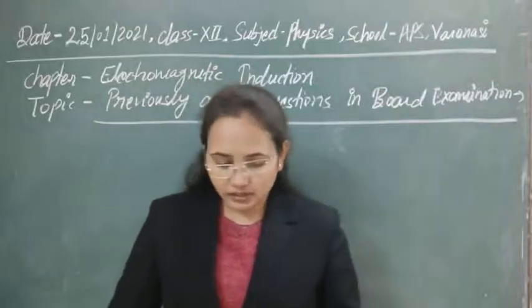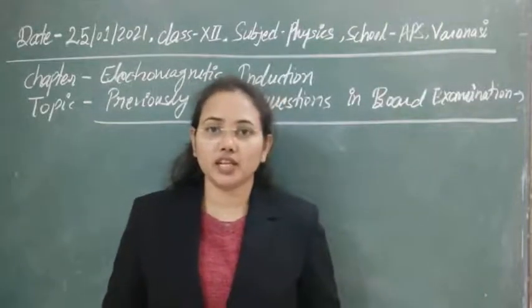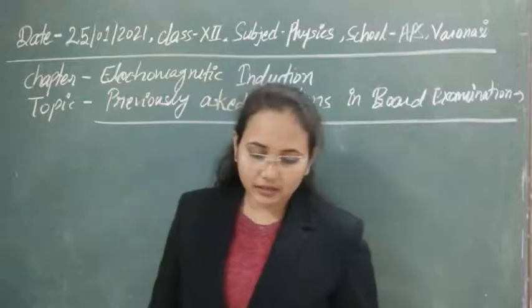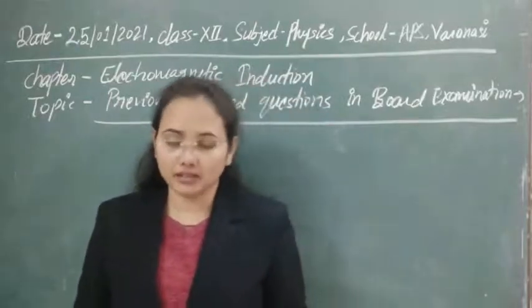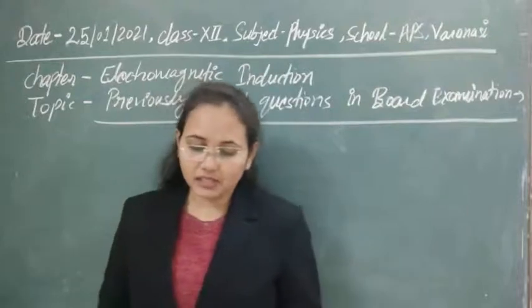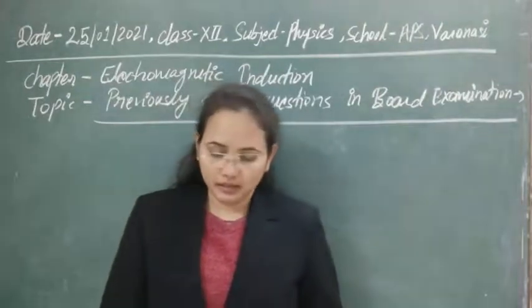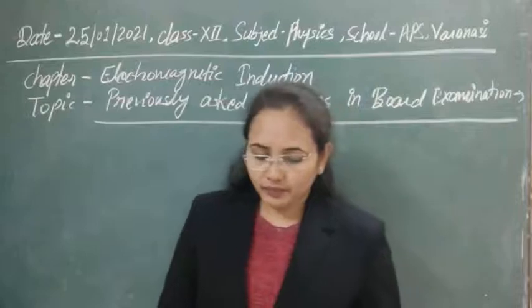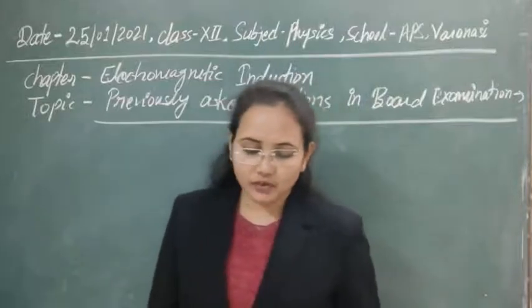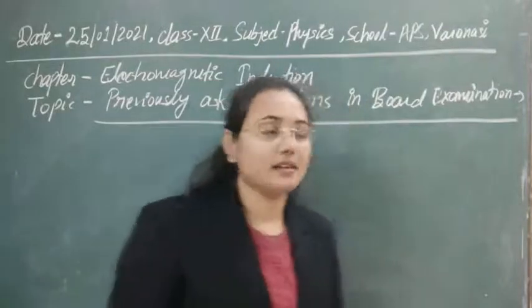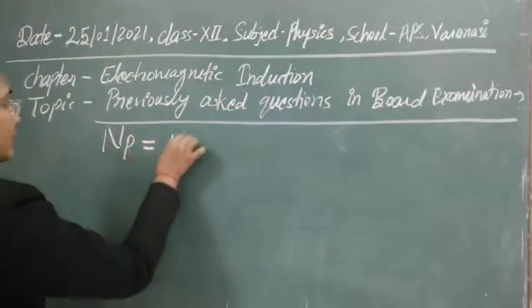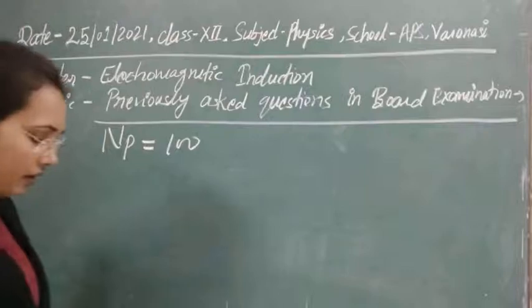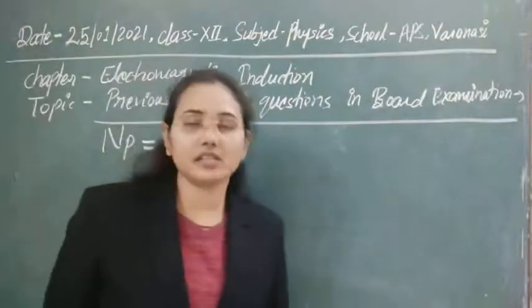Next question is a numerical problem based on the transformer. So the question is that the primary coil of an ideal step-up transformer has 100 turns, and the transformation ratio is also 100. So here first thing given is we have a step-up transformer and its primary coil has 100 turns. So NP is given, this is 100, and the transformation ratio is given as 100.